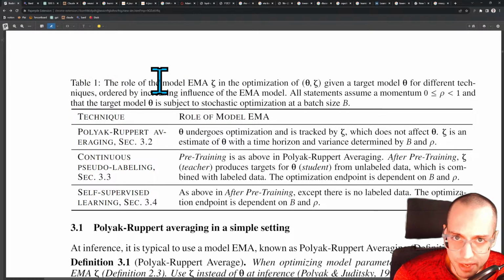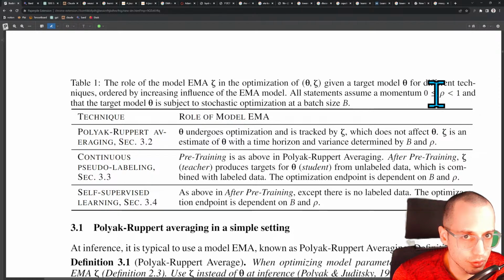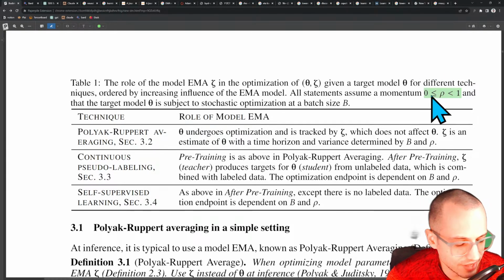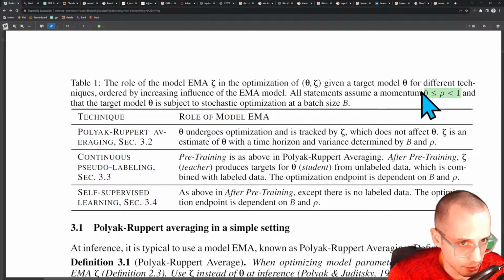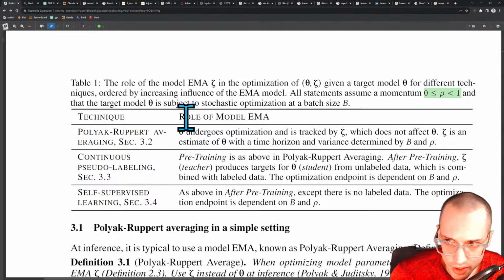Role of model EMA in the optimization, given a target model theta, for different techniques, ordered by increasing influence of the EMA models. Assume a momentum of 0 less than or equal to rho less than 1. So this is the bounds they're going to be trying for this rho parameter. They have to pick some value for it, so they're saying, okay, we're going to pick values for rho between 0 and 1.